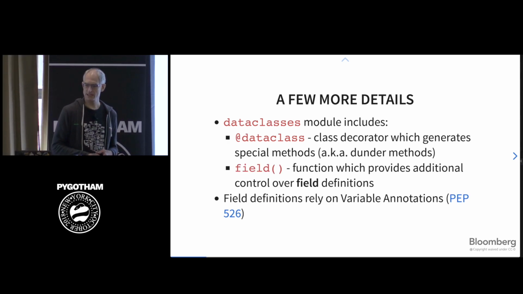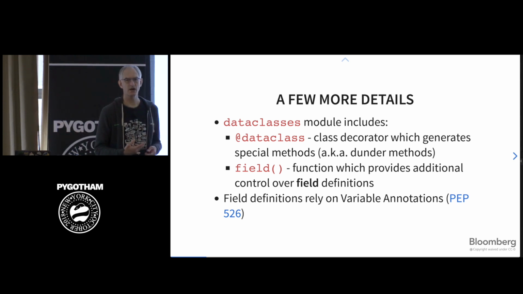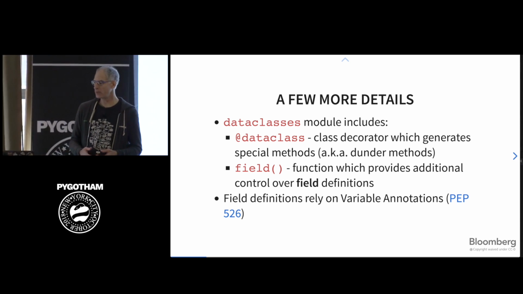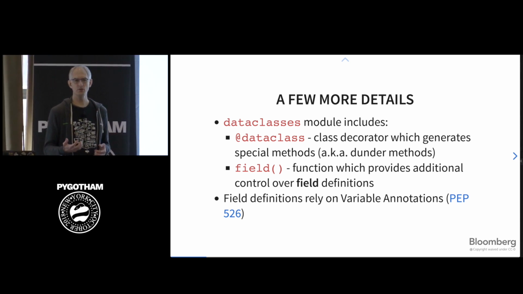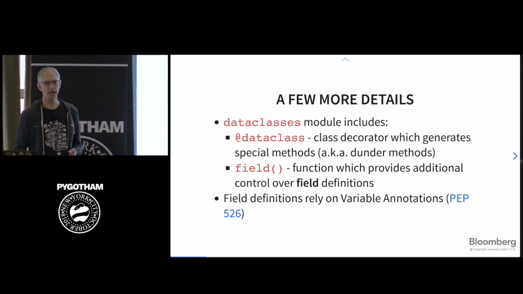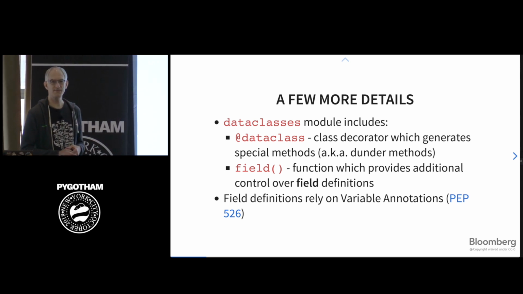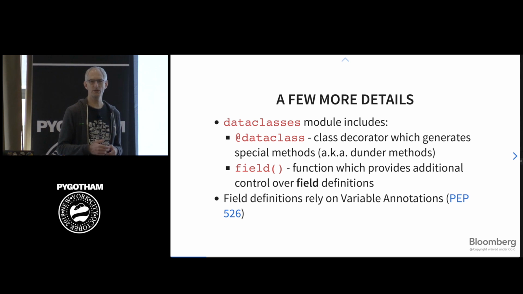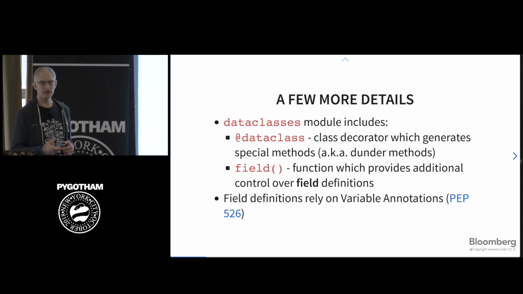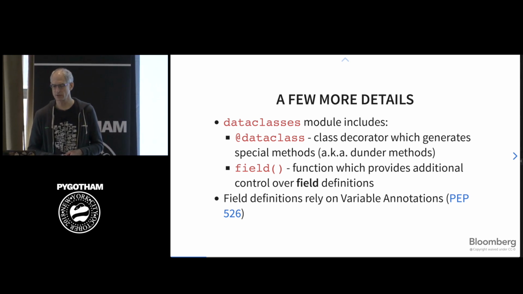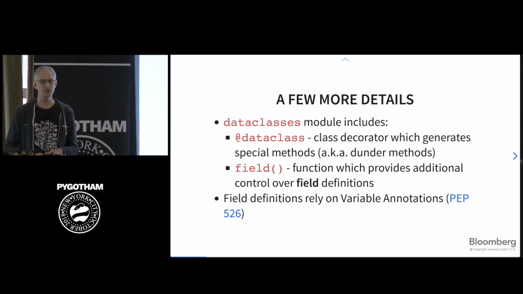A few more details is that the module really includes two things that are of broad interest. One is the data class decorator itself, which is used to generate the special methods for your class, otherwise known as the dunder methods. And then a second thing is the field function, which is used to define fields within the data class beyond the simple case. And we're going to cover that in a minute. The field definitions themselves do rely on variable annotation, and that was introduced to Python in PEP 526.